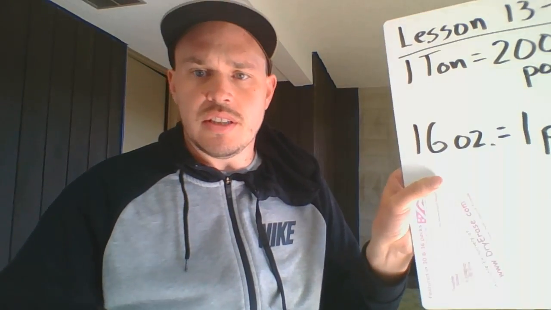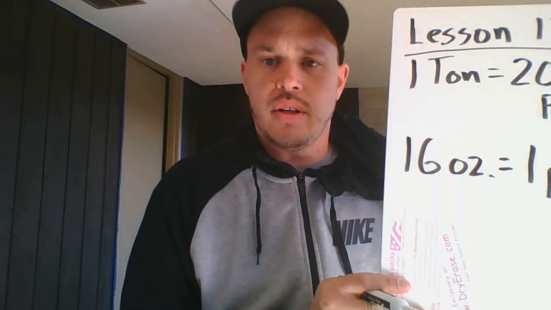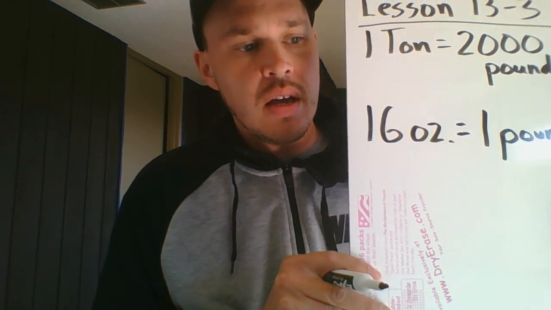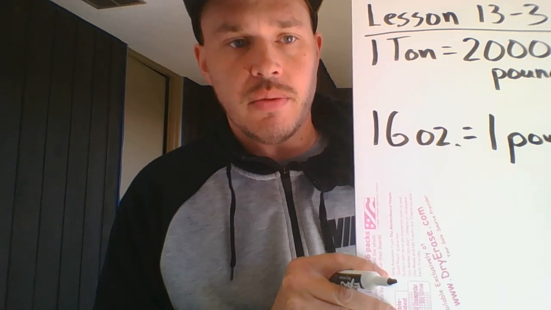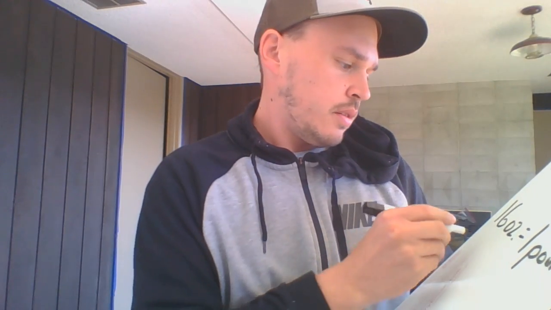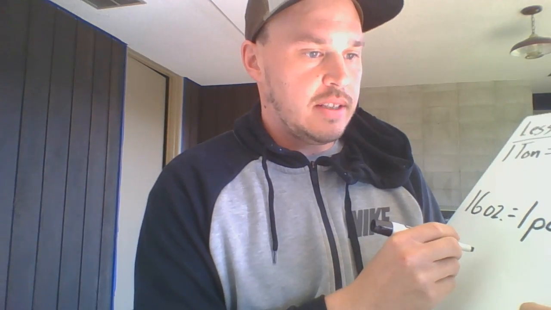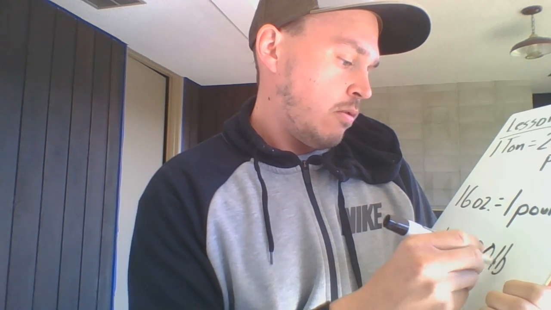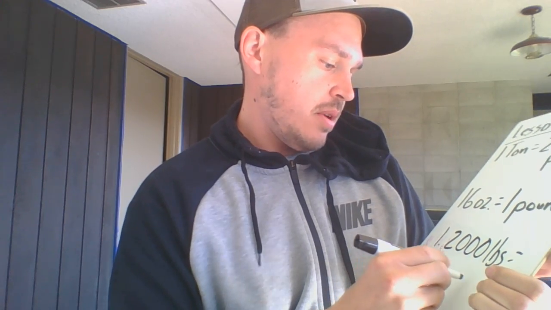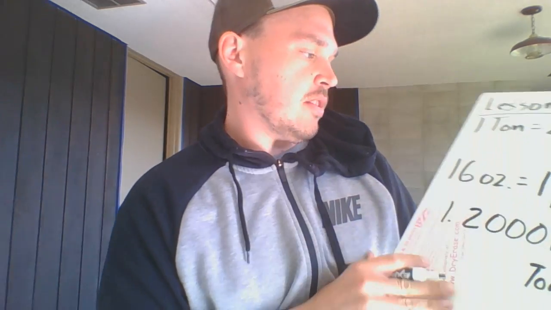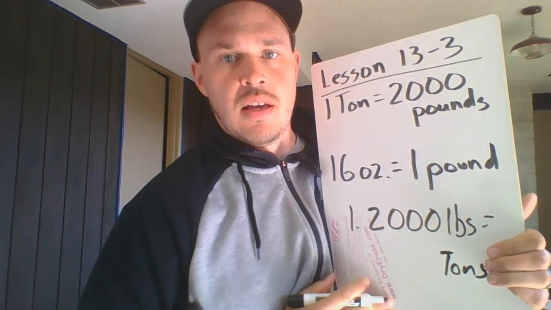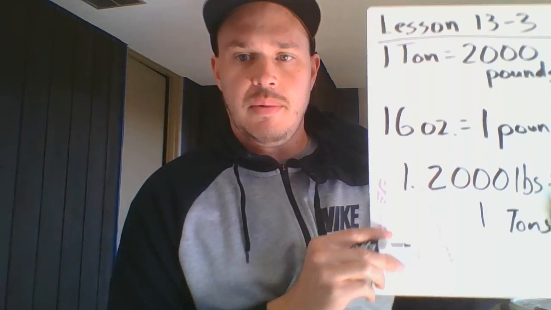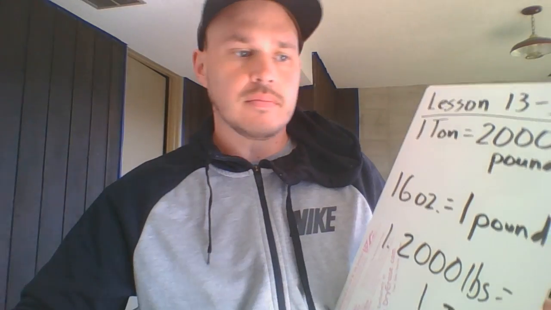I'm going to leave these conversions here and work through a few of the problems with you, okay? So number 1 of guided practice is on page 310 in your book. 2,000 pounds equals how many tons? You'll look up here at this conversion, you'll see 2,000 pounds equals 1 ton. That's going to be 1 ton.